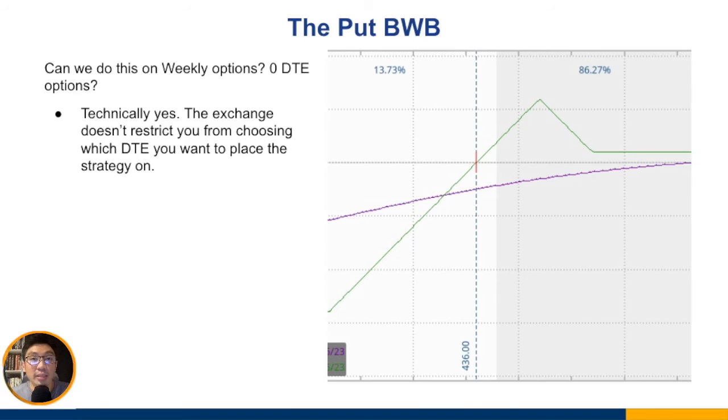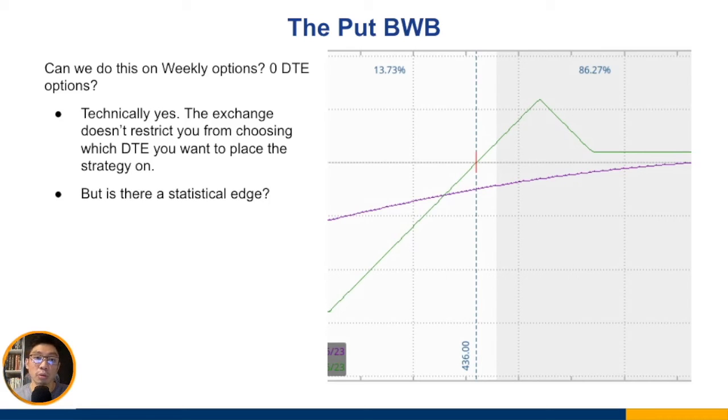Well, the answer is technically yes, you can put it on the 0 DTE, the weekly options, whatever rocks your boat, because the exchange doesn't restrict you from choosing which DTE you want to place the strategy on. So if you ask me, can you do this? Yes, you can do it on any time frame you want. But the more important question to ask is, is there a statistical edge?